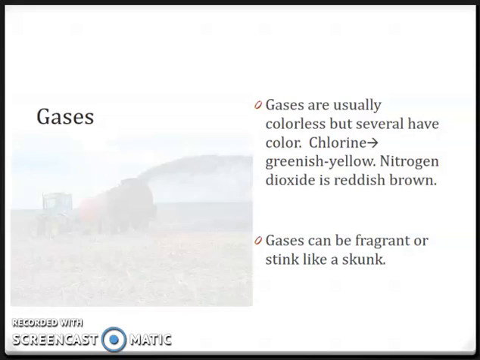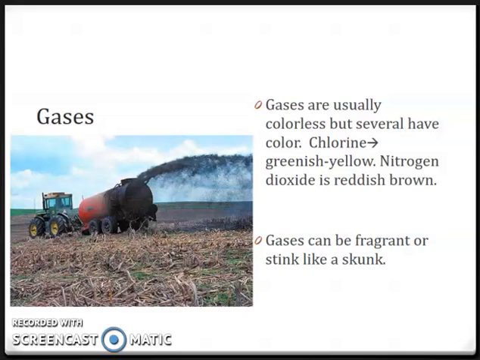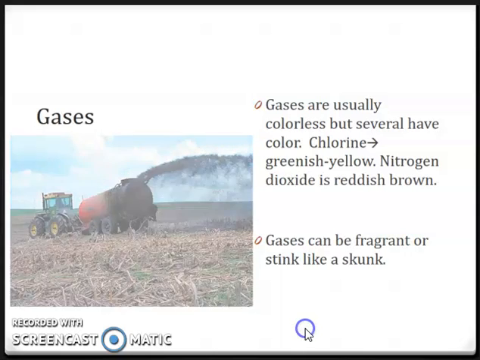So gases are usually colorless, but several do have color, like chlorine, which is a greenish yellow color, and nitrogen dioxide, which is a reddish brown color. Gases can be fragrant, and I'm sure that lots of you who drive around the roads here in Minnesota recognize that smell. This stinks bad when they spread manure. And they can also stink like a skunk.